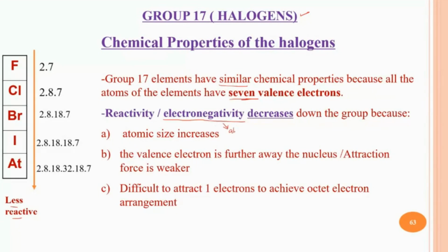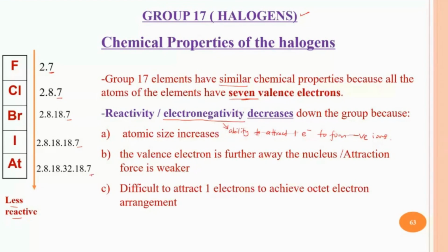This is the ability to attract 1 electron to form negative ions, that is the anions. That is why it's called electronegativity. Here you can see all have 7 valence electrons.